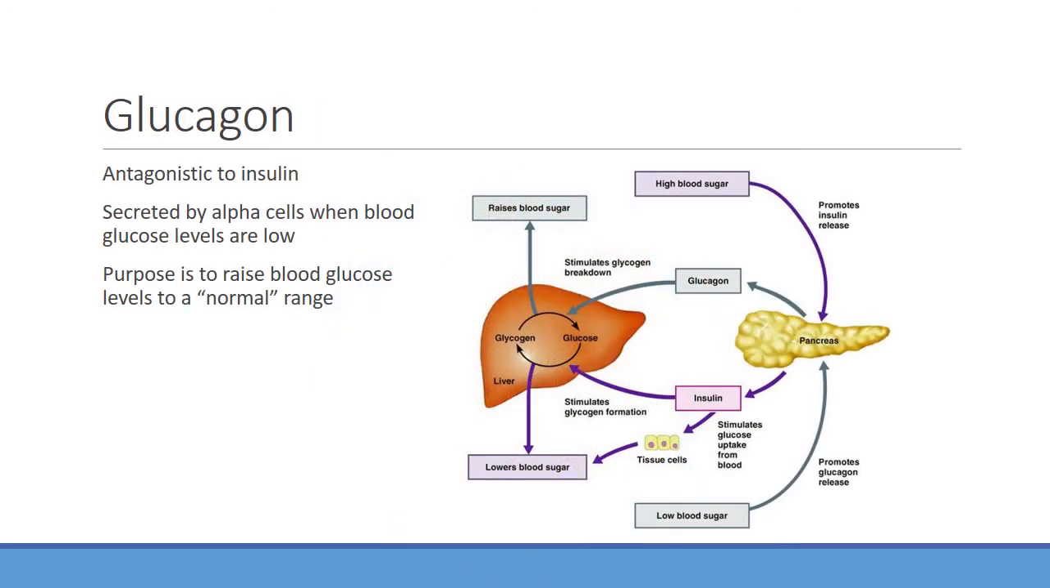Glucagon's going to be antagonistic to that, obviously, and this is going to be in response to especially certain stressors or just detecting low blood sugar. It's going to help to increase that, mostly from the liver. I mentioned that the liver is the main place where glycogen gets broken down and released into the bloodstream for use in the peripheral tissues.